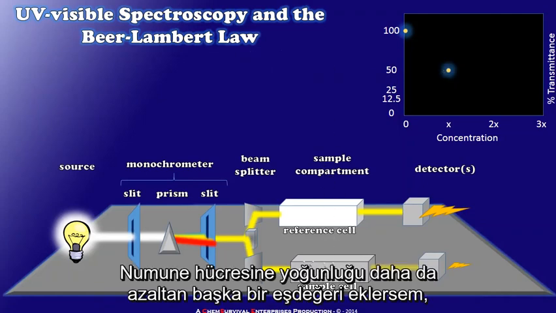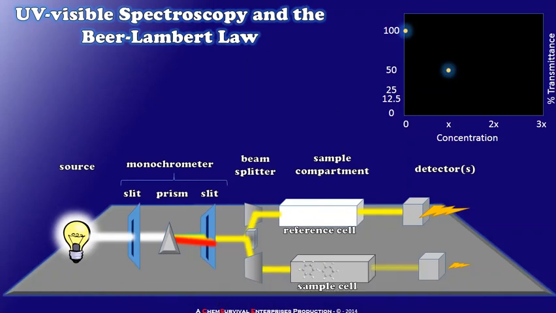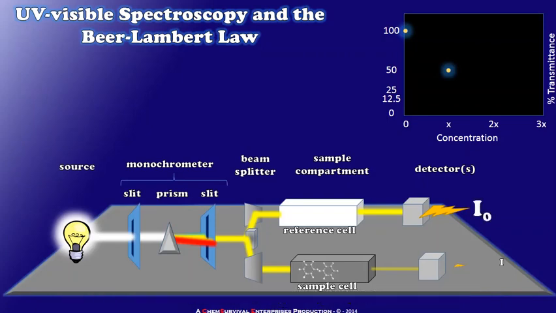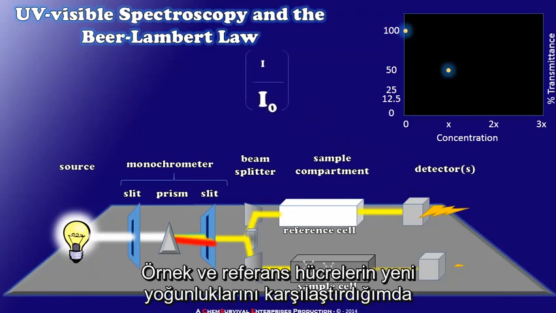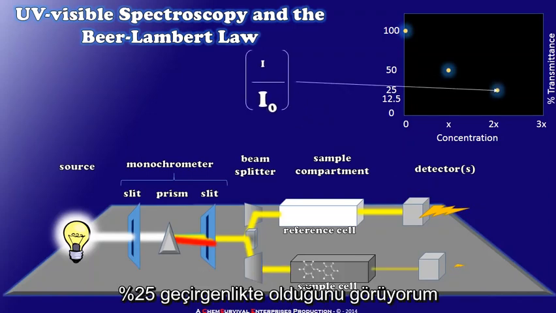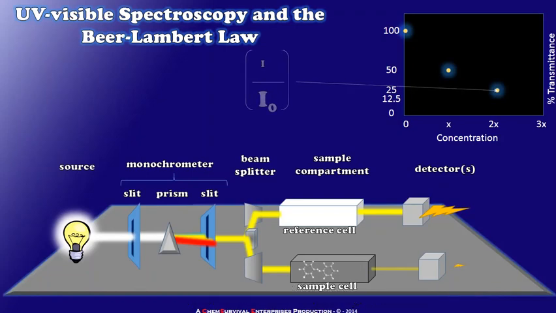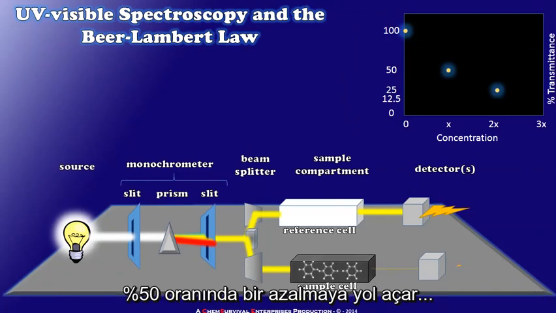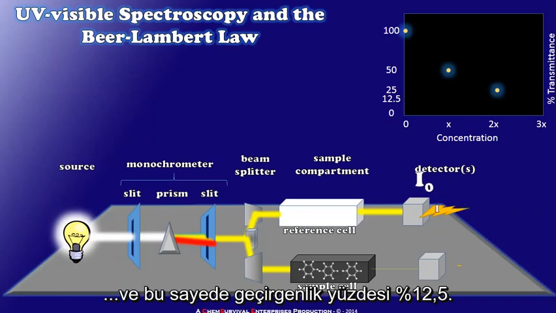If I add another equivalent of my sample to the sample cell, that decreases the intensity even more. Not only that, it decreases the intensity at the sample cell by a known amount, exactly 1/2 for each equivalent of sample that I add. So when I compare my new intensities at the sample and reference cells, I see that I'm now at 25% transmittance. And similarly, an incremental increase in the concentration once more in my sample cell leads to another reduction by 50%, and therefore a percent transmittance of 12.5.